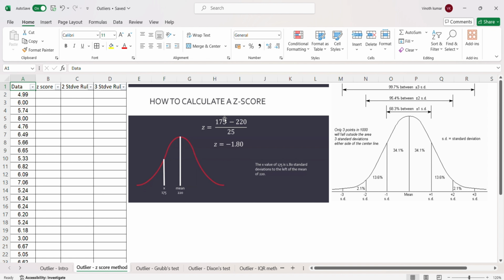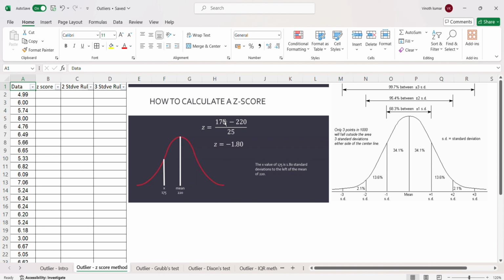So what is a z-score? A z-score is simply how far your individual data point, in this case 175, is away from your average. If you just keep it at this point, you will simply say 175 minus 220, which is minus 45 units. So 175 is minus 45 units away from its average of 220. That's simple, but the question does not end there. How far is your individual data point away from your average in terms of its standard deviation?